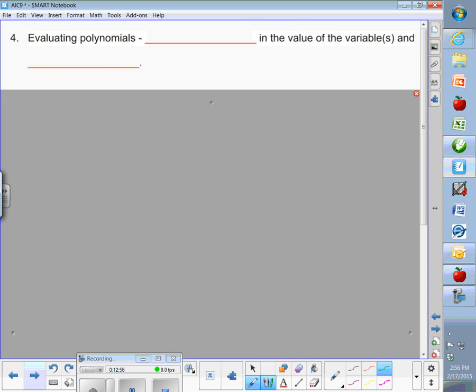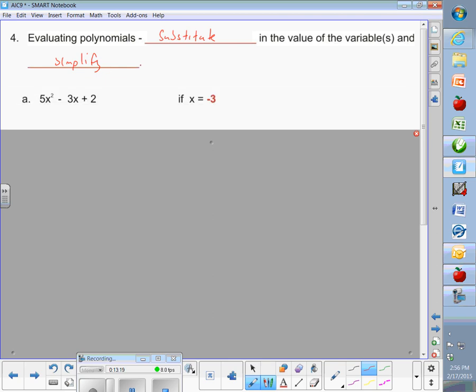Okay, let's go to evaluating polynomials. This should be no problem for us after we've dealt with systems of equations and all that. So evaluating polynomials, you want to substitute in the value of the variables and simplify.